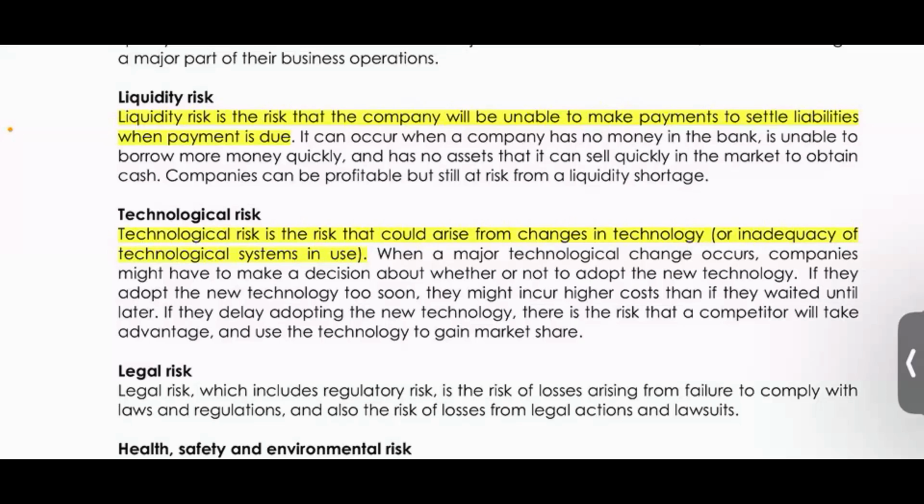But the disadvantage of not buying into a technology on time is that your competitor might have bought into it on time. There's a high chance that your competitor would have bought into it on time and they would have used it to gain market share against you as their competitor. Okay? So that is technological risk.